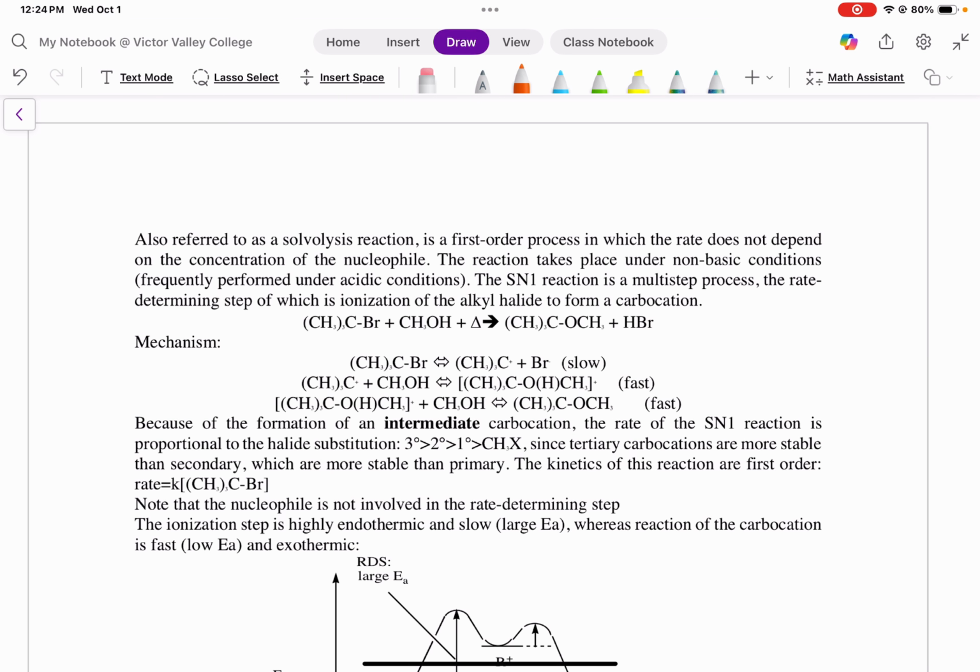Now, if we have a bromide, that's the halide, it can be replaced by the solvent, alcohol, or whatever that's not a strong nucleophile. So the way to recognize this is to look for the nucleophile. If you don't see a strong nucleophile, then you know you're not dealing with SN2, okay? You're dealing with SN1.